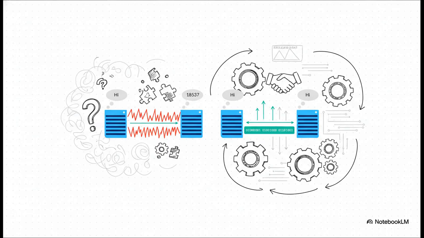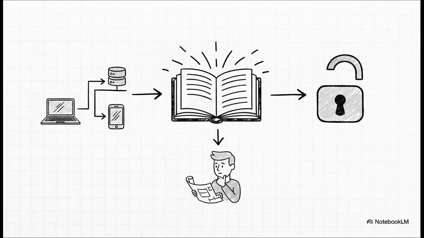The solution's pretty simple, though. Both computers have to agree on the rules beforehand, and this agreement, that's a standard. And here is the most crucial part of this whole thing. The internet's rules are open standards. What that means is that everyone uses the same playbook. But, and this is key, the rules are open. They aren't owned by any single company.